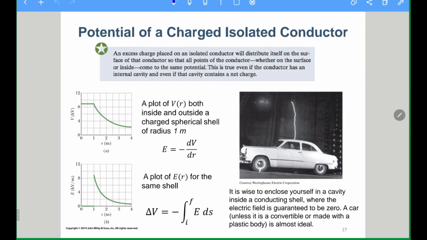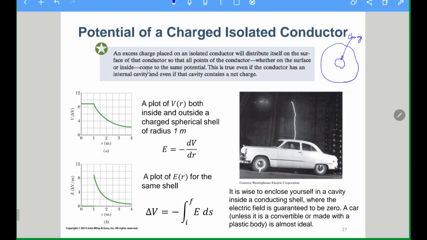But if there is some cavity, say this is a conductor, and there is a cavity inside the conductor, then there will still be some charges. The cavity is like a surface of the conductor. But actually inside the conductor there will be no charge at all and no E field.